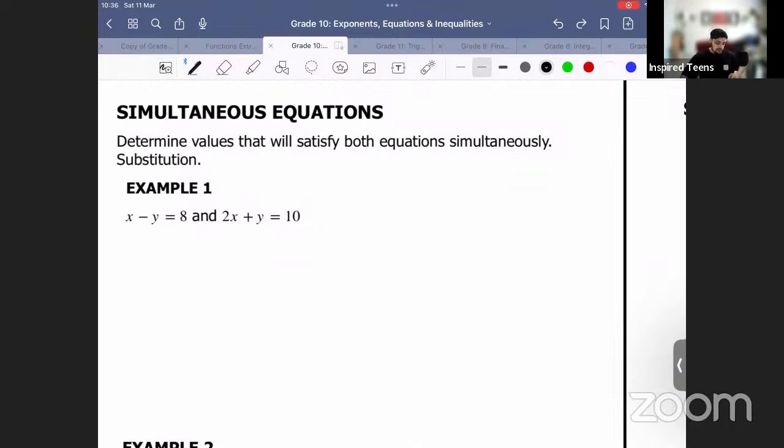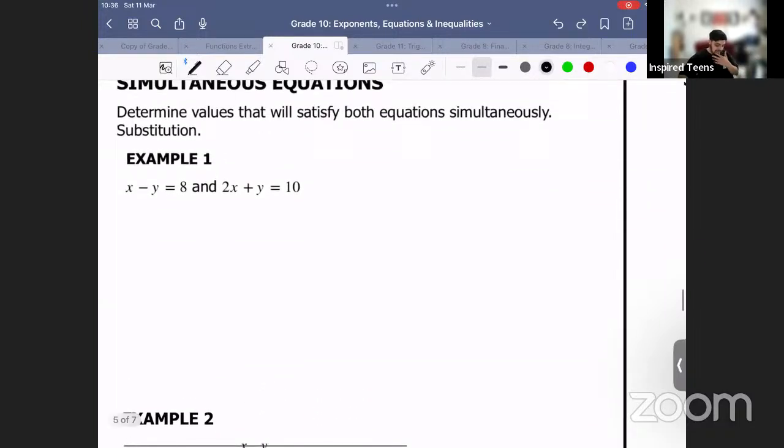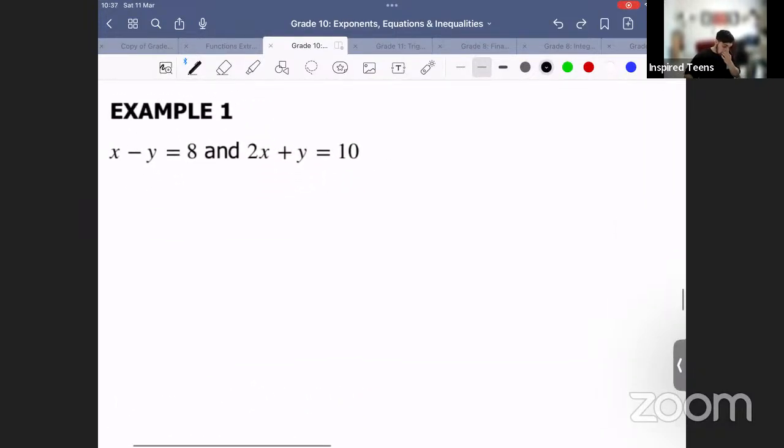Simultaneous equations. Simultaneous means at the same time. So we are solving for these equations at the same time. We're solving for two variables at the same time. Determine values that will satisfy both equations simultaneously. Substitution. Okay, so let's look at example 1. Now in simultaneous equations, you have two unknowns, x and y. So in both equations, you have two unknowns.